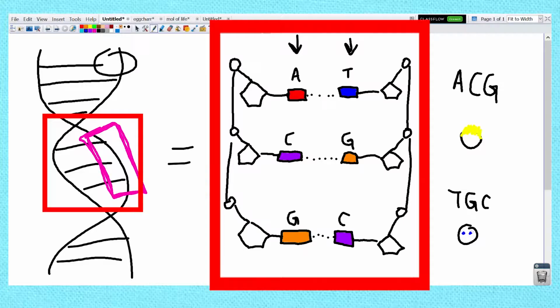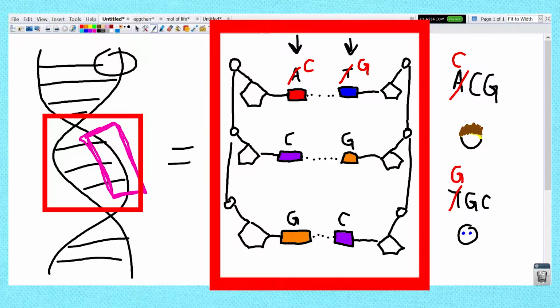If this had been different, for example, if this first one was a C, and this first one, since A doesn't bond with G, C and G bond together. So basically we replace this and we replace this. This is a different sequence. CCG might not code for blonde hair. It might code for brown.